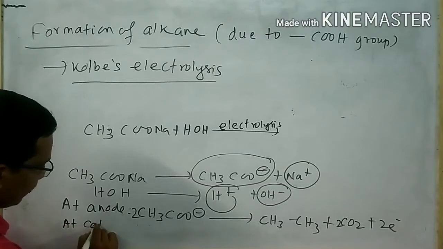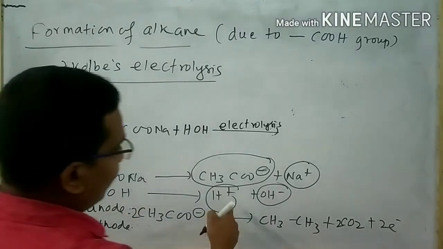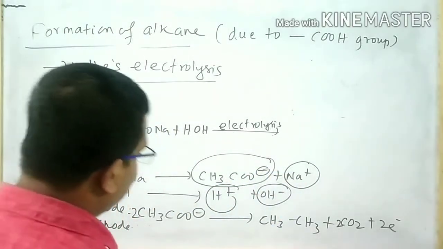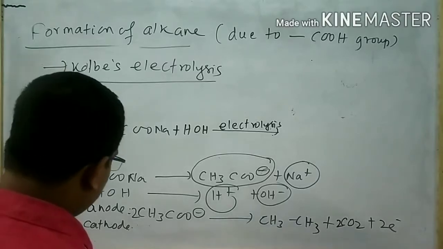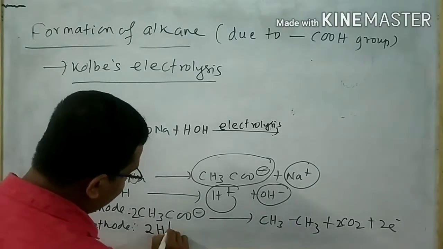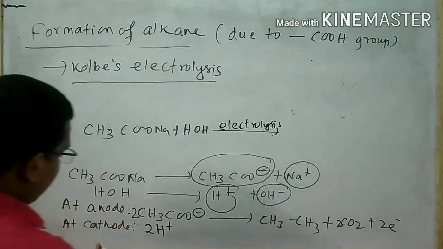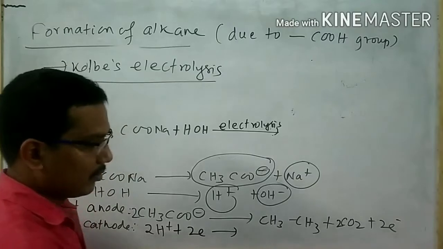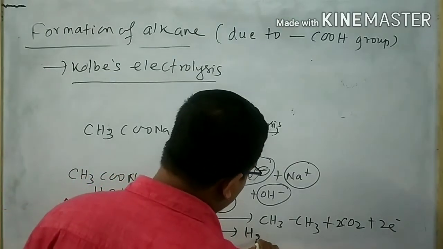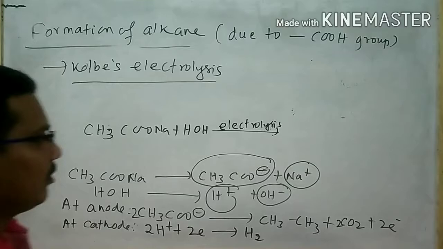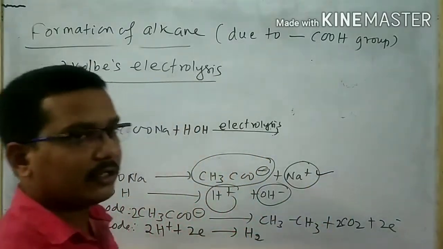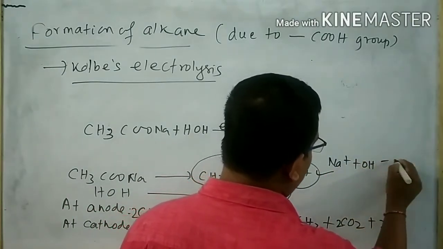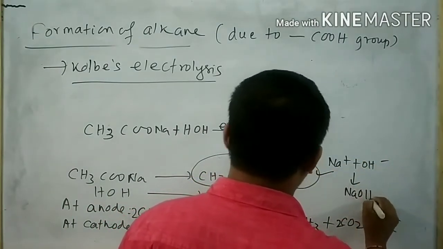At the cathode, we can write there are 2 cations present. One is H plus, another is Na plus. If you think about the reactivity, H plus ion is more reactive as compared to Na plus. So H plus ion comes nearer to the cathode and gains 2 electrons, undergoes reduction, giving a hydrogen molecule. The remaining is your Na plus and OH minus. So the remaining Na plus and OH minus combine with each other, giving sodium hydroxide.